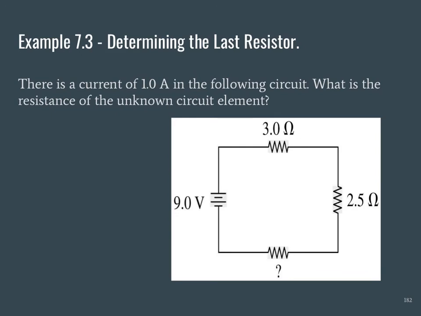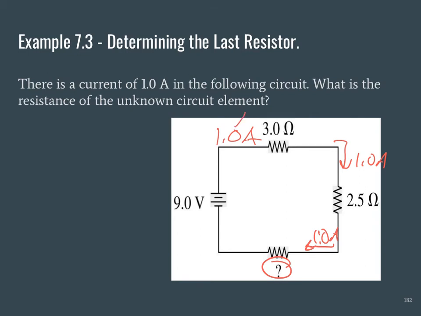So here's a quick little example. There's a current of 1 amp in the following circuit, right? There's no junctions, so there has to be 1 amp going through the entire circuit. All right? So what's the resistance of this unknown element here? So Kirchhoff's junction law, we don't need to worry about because there is no junction. So instead, I can use Ohm's law to help us understand this.